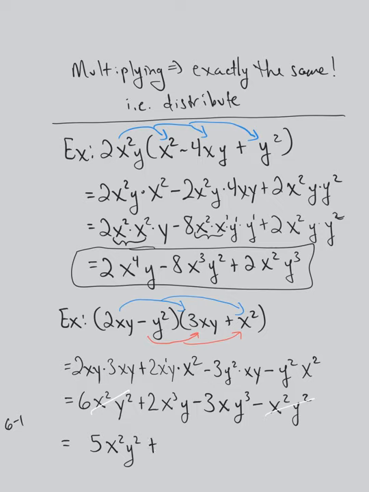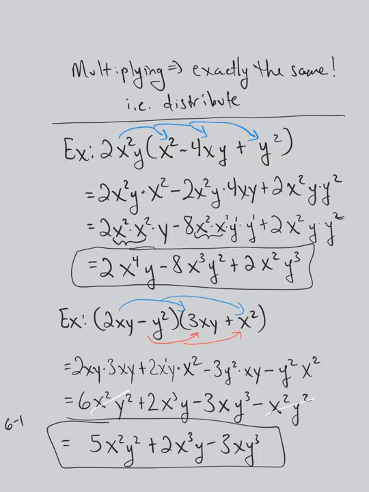So we have plus 2x to the third y minus 3x y to the third. Okay, and that would be the answer.